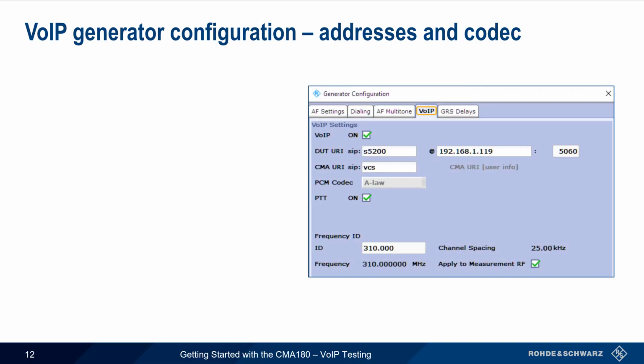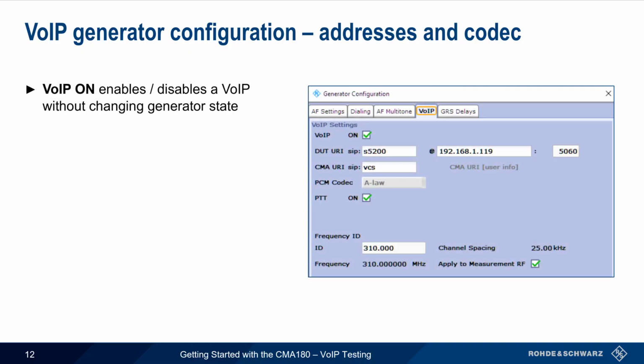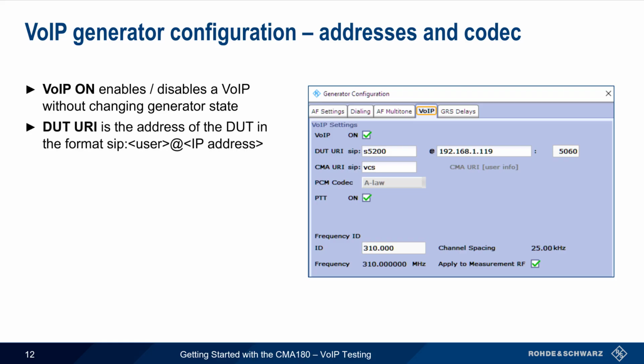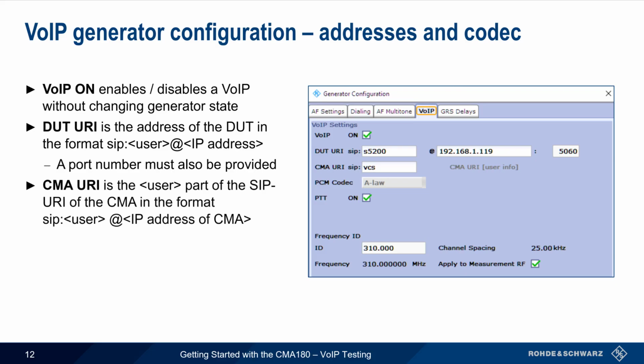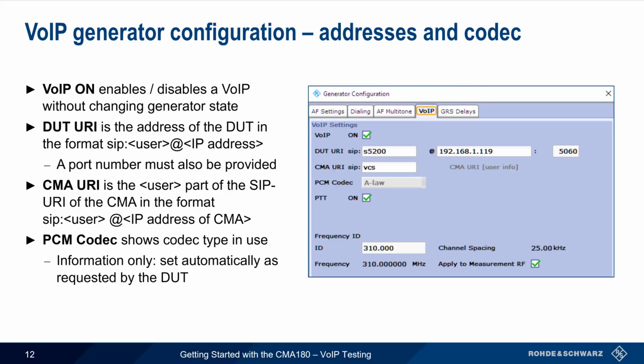Now let's come back to the additional generator parameters. The VoIP on checkbox is used to enable or disable VoIP without changing the state of the generator. The DUT URI is the VoIP address of the DUT, or radio under test, in the standard SIP format of SIP:user@IP address. Note that a port number must also be provided. The user part of the CMA180's URI can also be specified if needed. And PCM codec shows the codec type in use. This is an information-only display, since this is automatically set to the codec type requested by the DUT.